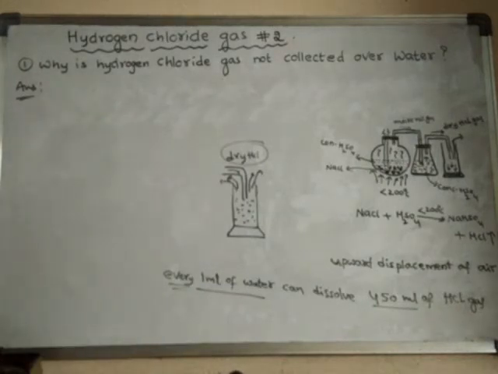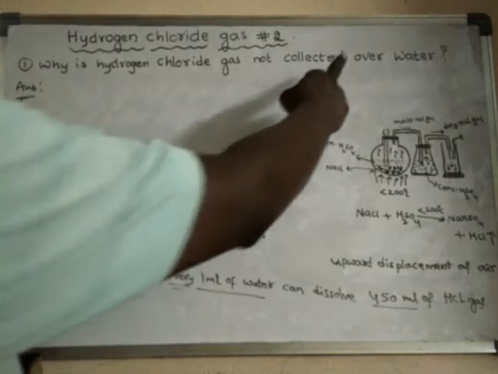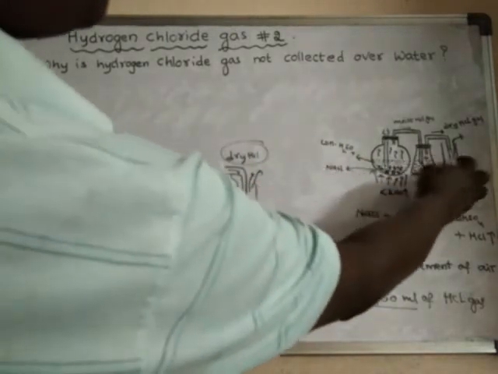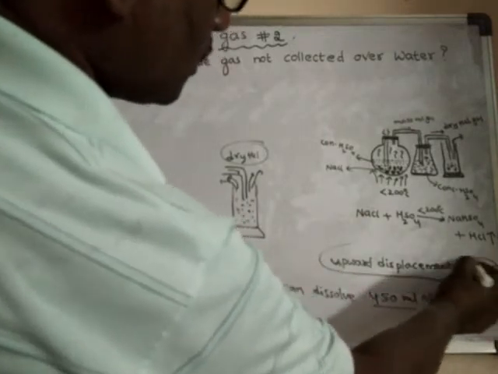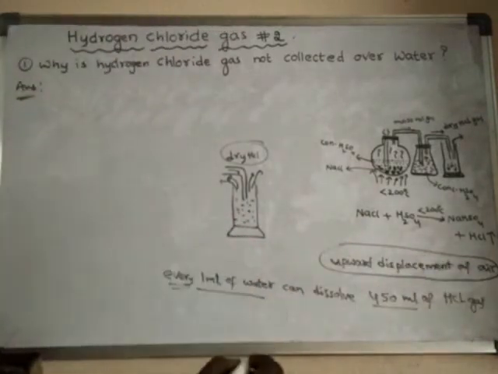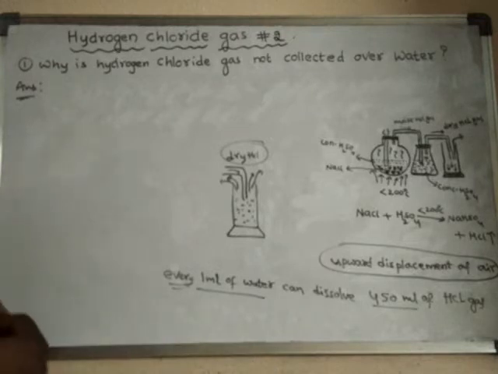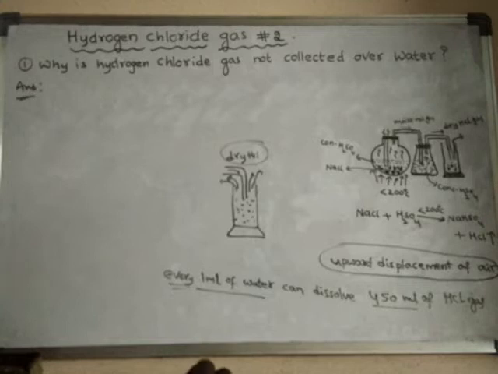That is why, as hydrogen chloride gas is highly soluble in water, it cannot be collected over water. Hence it is collected over air by upward displacement of air. Generally we don't collect gases which are soluble in water. The gases which are soluble in water are not collected in water. Those gases are collected in air, not in water.